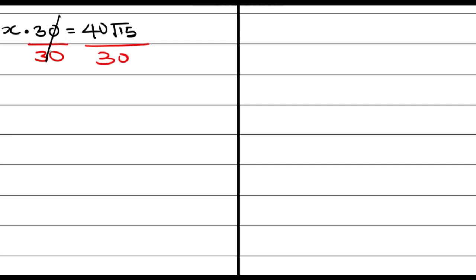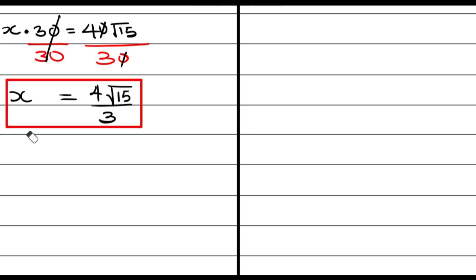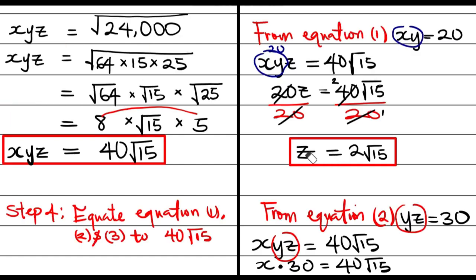30 on this side, 30 on that side. Of course, this is 1. Then the 0 cancels the 0 here. I have 4 over 3, that is 4 root 15 over 3. Therefore, my x is now equal to 4 root 15 over 3. I've gotten the value of my x. I have also gotten the value of my z.